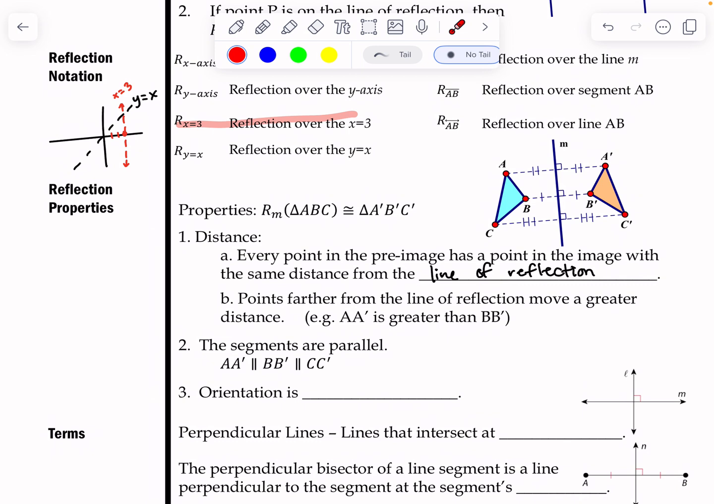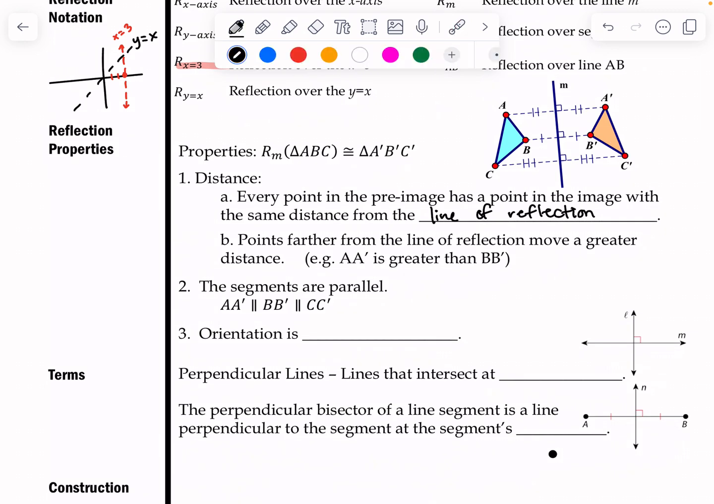Okay. Another thing that we'll see that's in common here, these points are equidistant, but segments are parallel, connecting each corresponding part. That's never going to intersect with that, nor this. So always going to be parallel here. And also the orientation is reversed. What do we mean by that? So I'll take my red pen here.